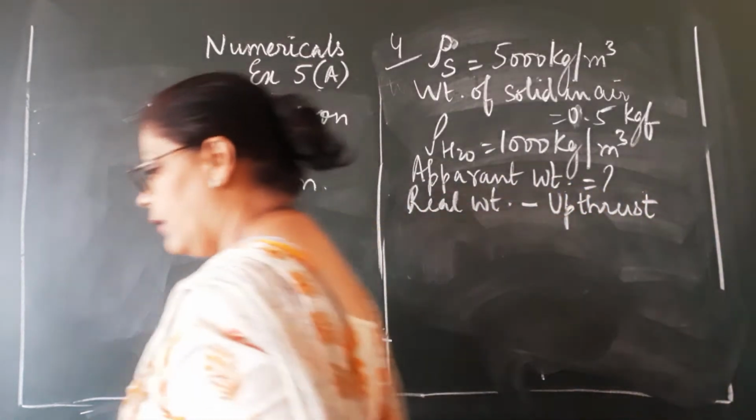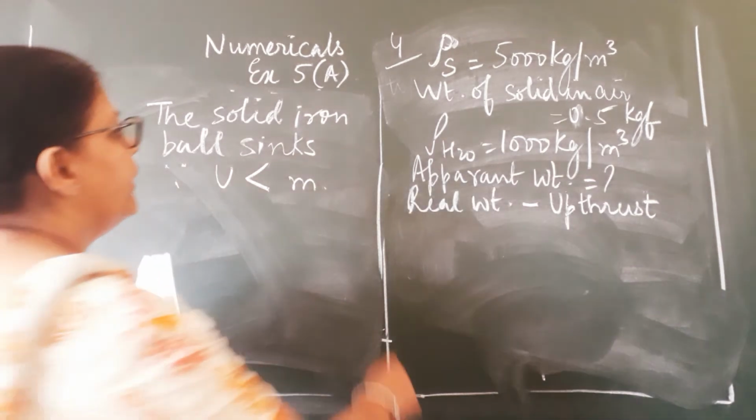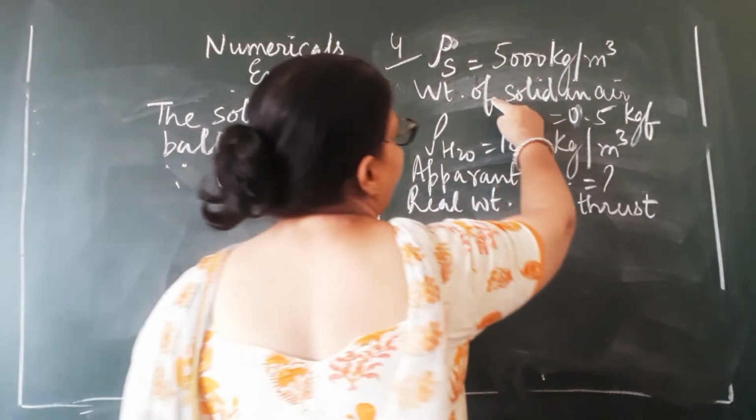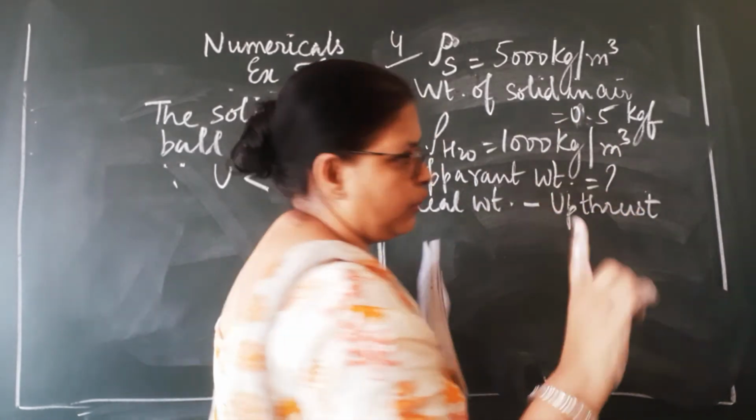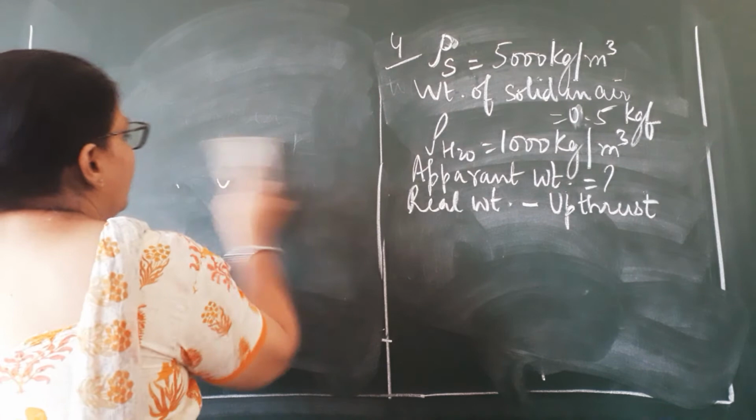So in this question we are going to find out two things. We will first find out the real weight and then we will find out the upthrust and then we subtract. The real weight is already given. See, the real weight is given, 0.5. You need to find out the upthrust, and then you will subtract. Fine. How to go about it now?